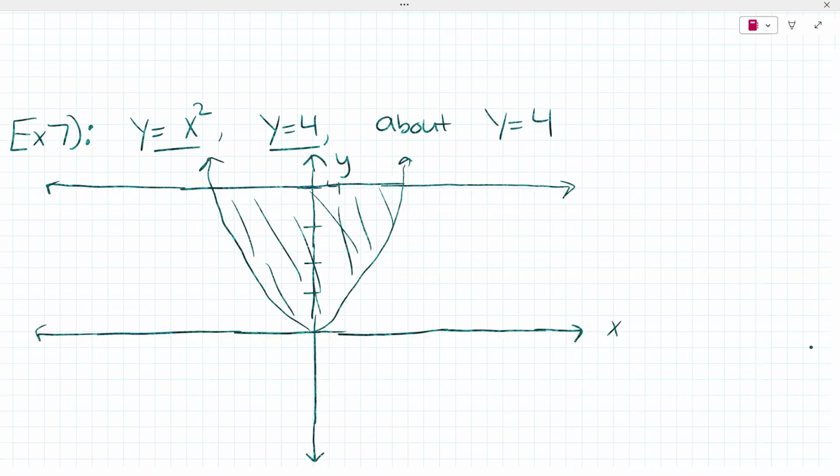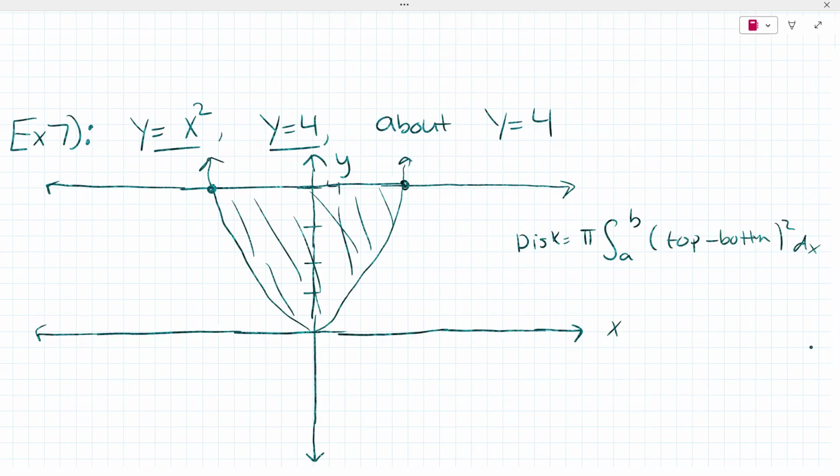So what we need is this point of intersection here, and then this point of intersection, because we need our boundaries, right? So I think we're going to use pi, and then boundaries from a to b. If we're revolving it around y equals 4, right? Yeah, we're going to use this, and then it's still top minus bottom, squared, dx.